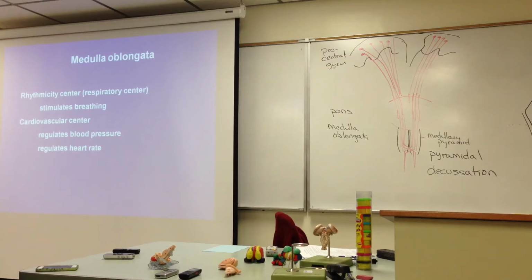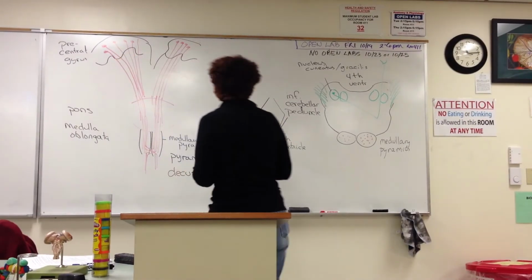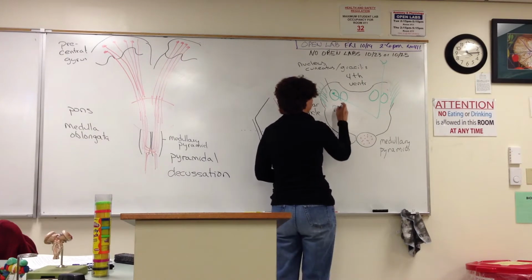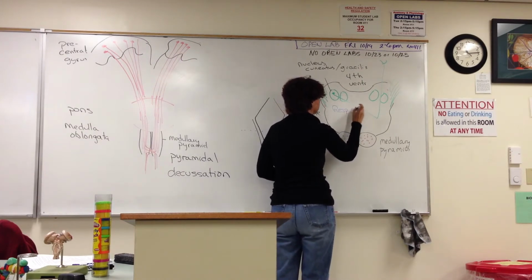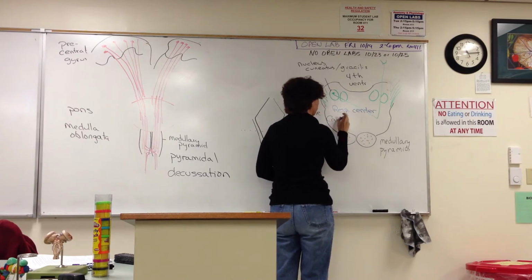Activating or reticular formation. Part of those structures are found in the medulla, and they're the respiratory center and the cardiovascular center. So I'm just going to write them in here. You don't have to know the actual location. They have to do with the nuclei of our cranial nerve. So we're going to have the respiratory center and the cardiovascular center.